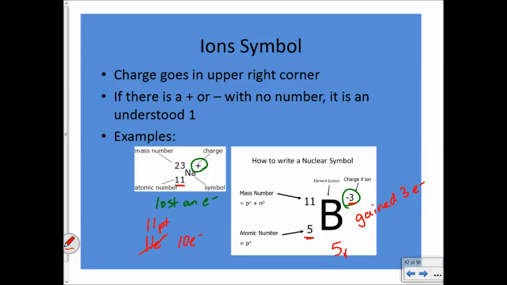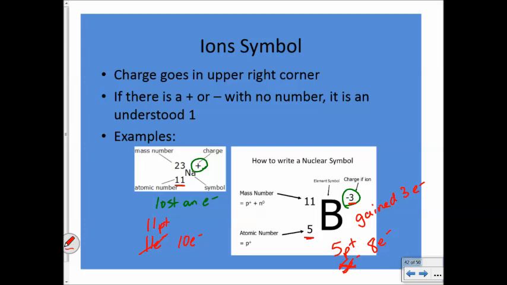5 protons. It normally starts with 5 electrons. But if I have a -3 charge, that means I gained 3. So my electron number now is 8. So I have 3 more negatives than I do positives. So my entire charge is a -3.